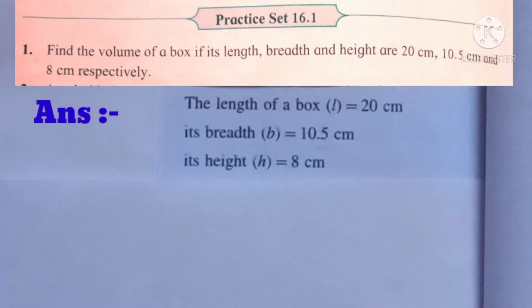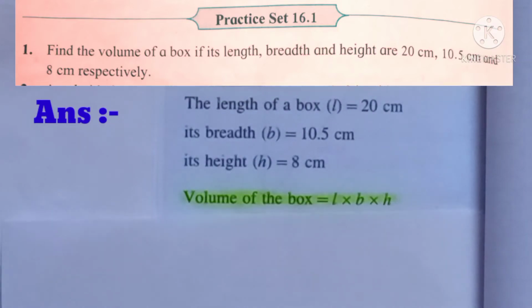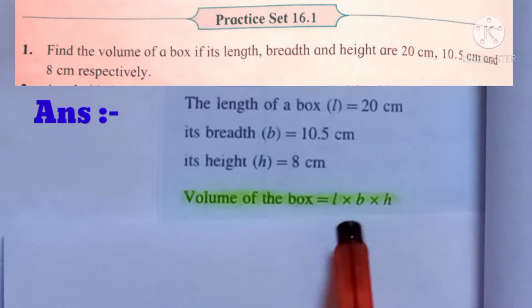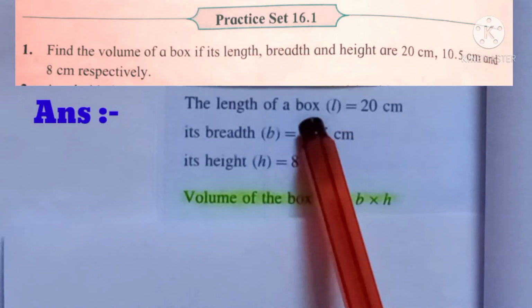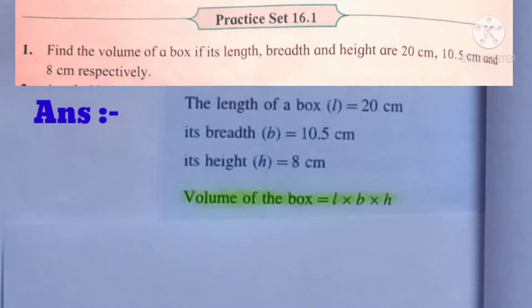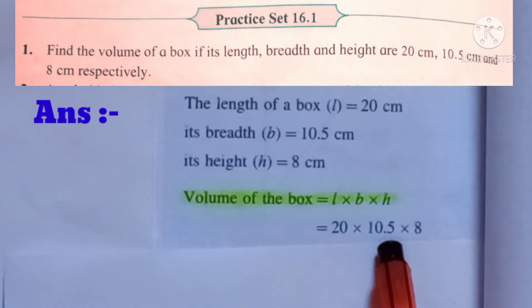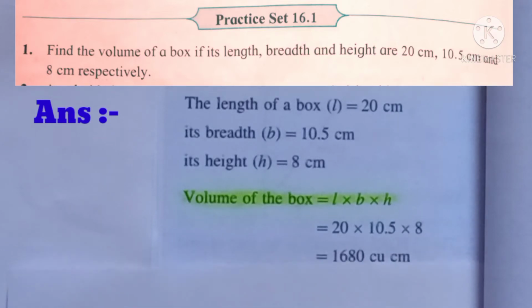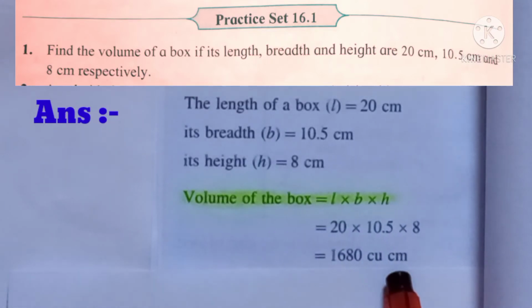After that we have to write the formula. The volume of the box is equal to length into breadth into height. It means LBH only. Let's put these values into the formula. That is 20 centimeter multiply with 10.5 multiply with 8. If we will do the calculation, then we get the answer, that is 1680 cubic centimeter.